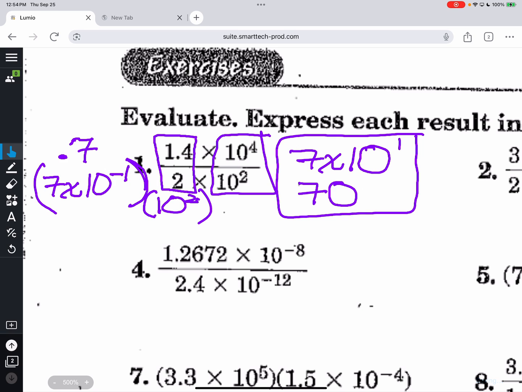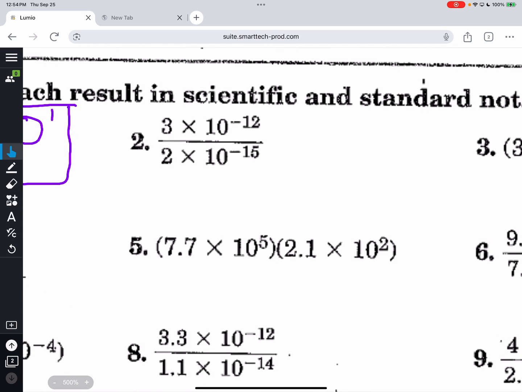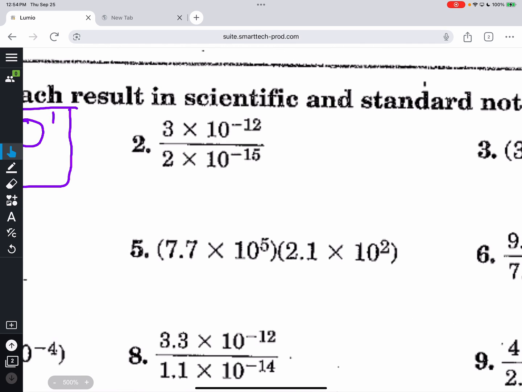Does that make sense? Yes? No? Maybe so? So when it asks for give both the scientific and standard notation, you've got to give me 2 answers. So look at number 2. What do you get when you divide 3 divided by 2, the decimal? 1.5. So is that in a form that can be used for scientific notation?